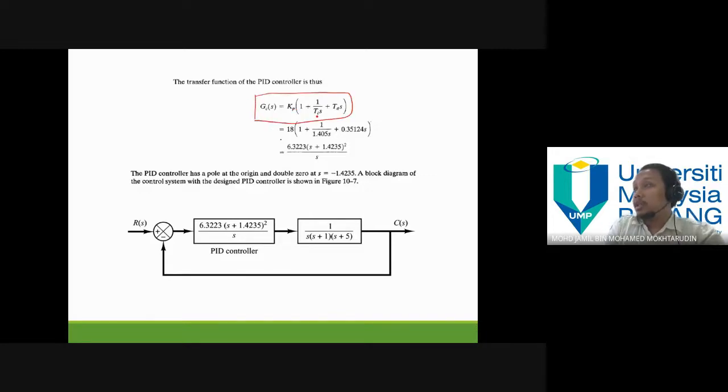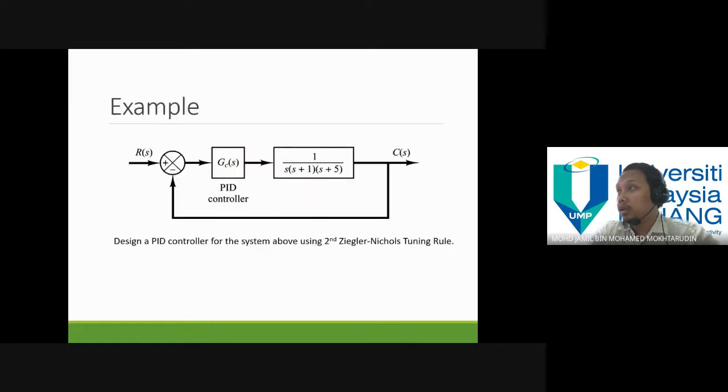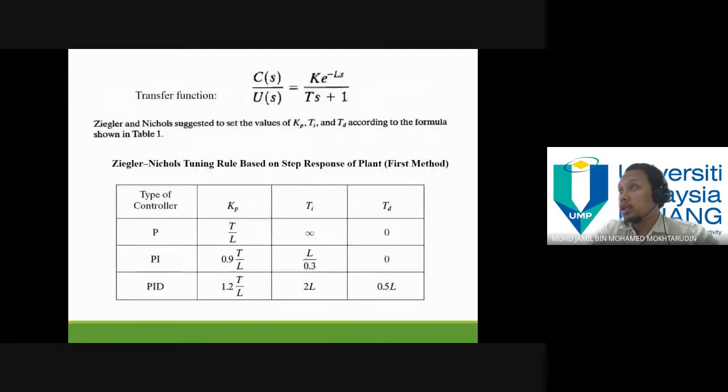We find Kp, Ti, and Td from the table and from the graph, then calculate them and substitute into this transfer function. Then this becomes the PID controller, and this is the transfer function of our plant. So we can simplify the system block diagram and then find the closed loop transfer function. Or actually you can just substitute K and T into here.